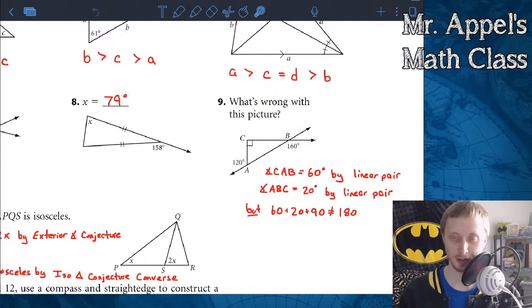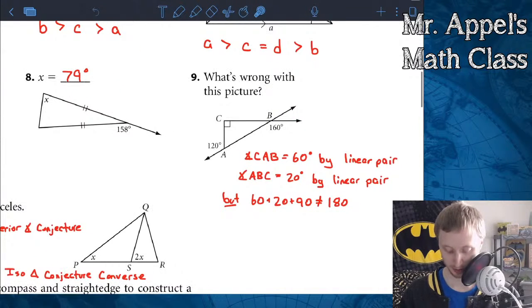Number 9, what's wrong with this picture? We've got lots of things wrong with this picture, right? This is 120, so its linear pair over here, CAB, this angle, would be 60 degrees. And this angle here, ABC, inside there, would be 180 minus 160, 20 degrees by linear pair. But that gives us 60, 90, and 20. And that does not add up to 180 degrees, as it should in a triangle. So something is fishy. One of these numbers is wrong. Or this is wrong, right? This is not actually a right angle. Could be any of those. Okay. Any questions on those?